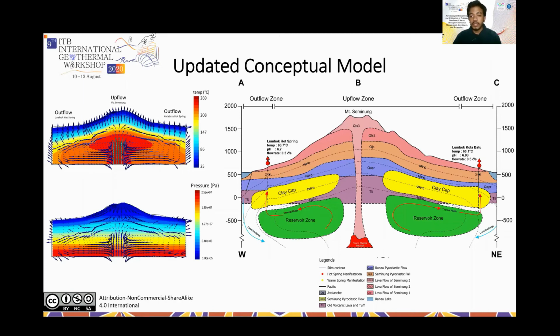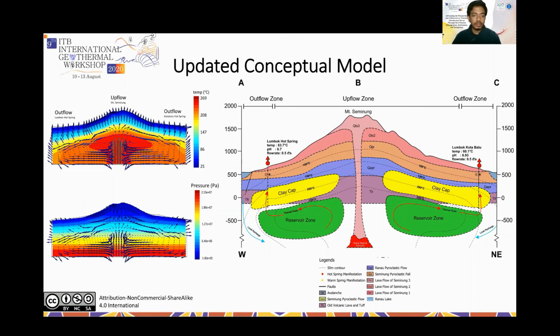In contrast to the initial model, there is a change in determining the depth of the top reservoir, as the updated model has followed the interpretation of magnetotelluric. It is stated that the top reservoir of the Lombok geothermal area is situated around the depth of -500 meters above sea level. The only exception applied is for the Kota Batu area, in which the reservoir reached the depth of -700.